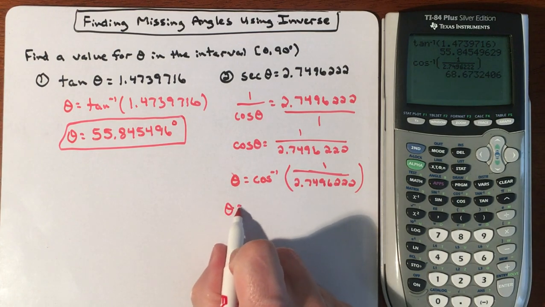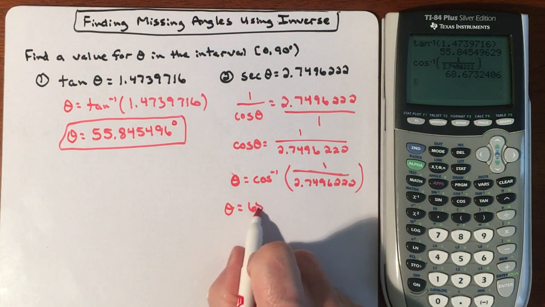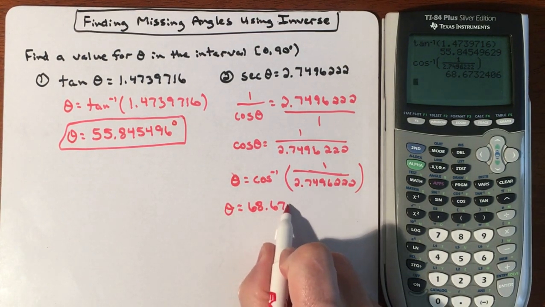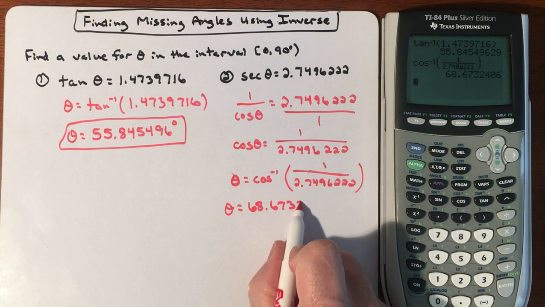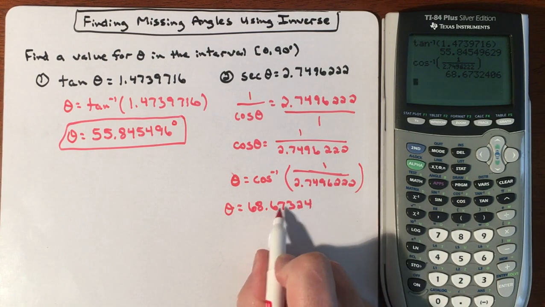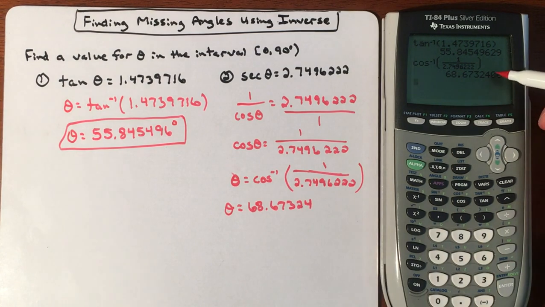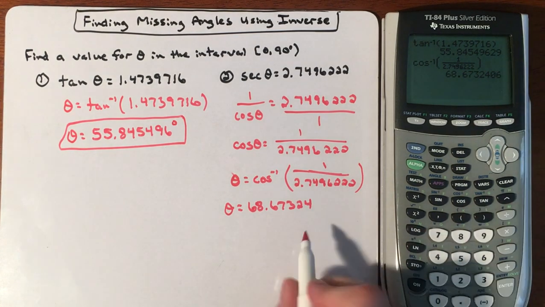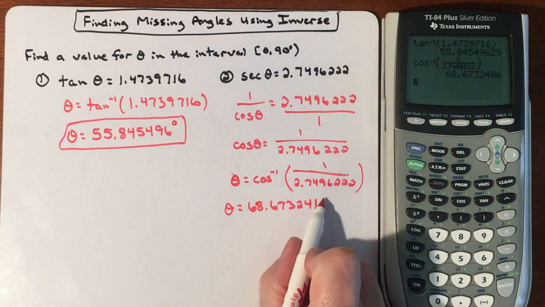So our angle measurement would be 68.67324. So 1, 2, 3, 4, 5, and then the 0 is going to get bumped up because of the 6. So 68.67325 degrees.